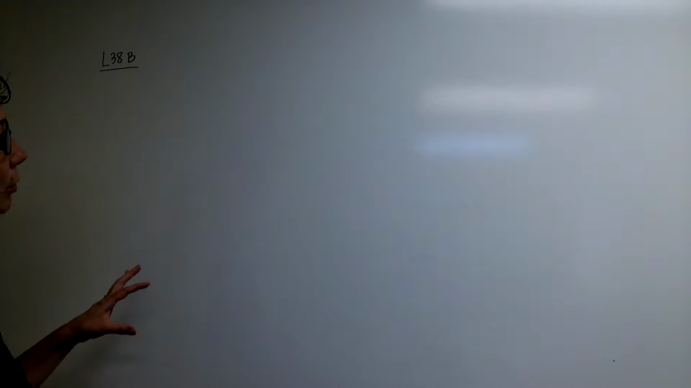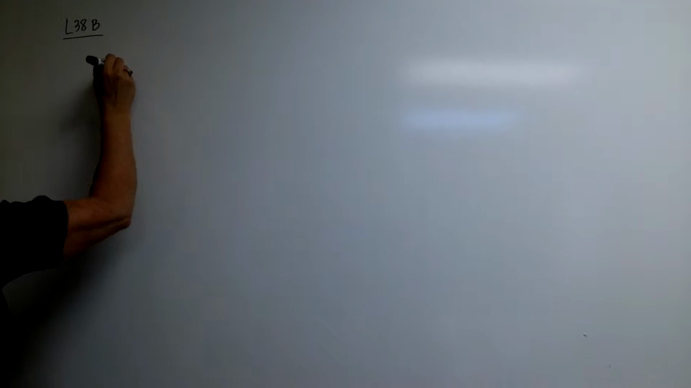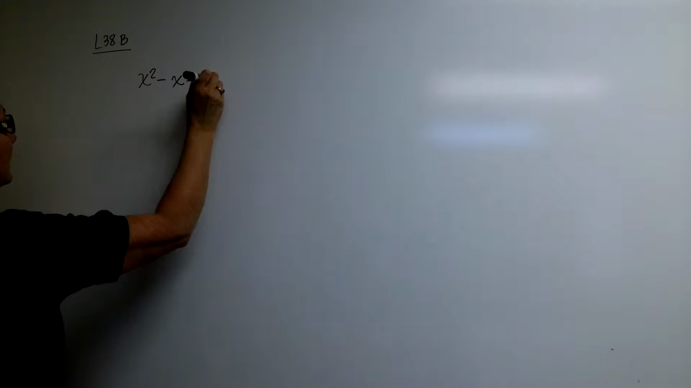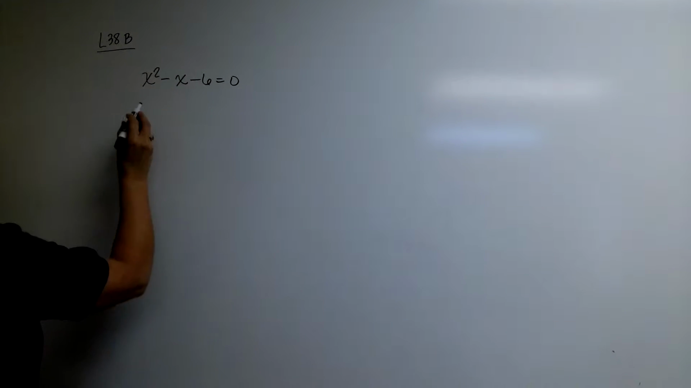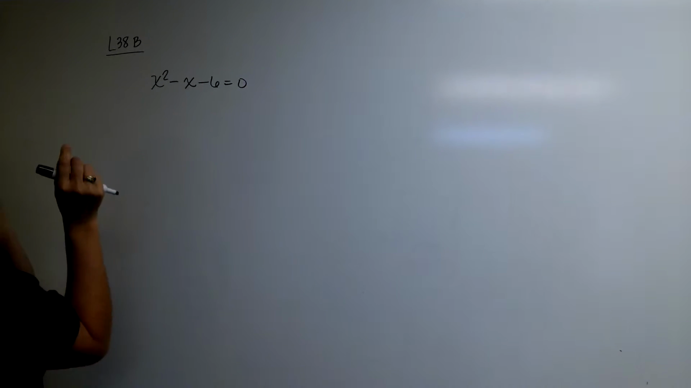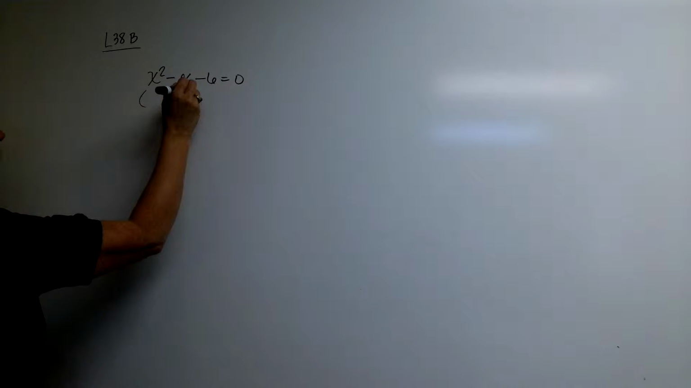Alright, this is Advanced Math Lesson 38B, and we're going to start, as I usually do, with something that we've already talked about, and we're reverse engineering it. So we know that if we have x squared minus x minus 6 equals 0, to find the zeros or the roots for that quadratic, we factor.